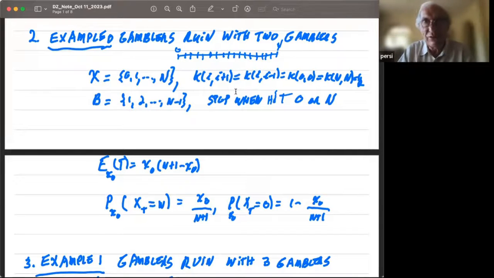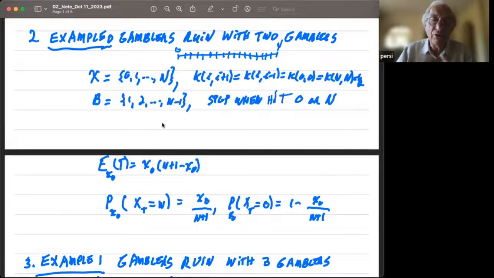And the way this is usually said is there are two gamblers, and the first one has x naught dollars, and the second has n minus x naught dollars, and they flip a fair coin, or they play a game at which they're equally skilled, in which you win or lose a point with probability a half, and then you stop when one of them goes broke.